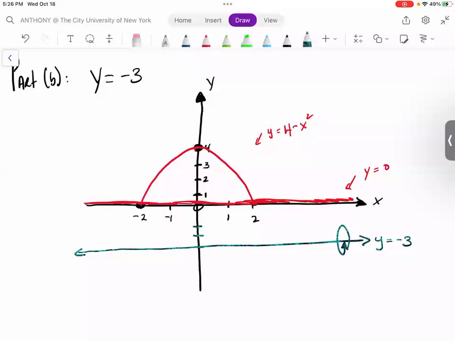So let's start. If I begin with, let's just choose some point, let's just say somewhere here. I choose this point in green. What is the distance between the x-axis and y equals -3? How did you get 3?